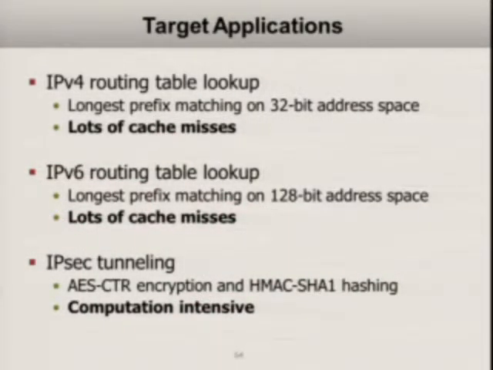So on top of this packet IO engine, we developed three GPU applications: IPv4 and IPv6 routing table lookup, and IPsec. IP routing table lookup is bottlenecked by cache misses in the GPU. The routing table lookup has a random memory access pattern, and the typical routing table size is over 200,000 prefixes, so it's hard to fit them in cache.